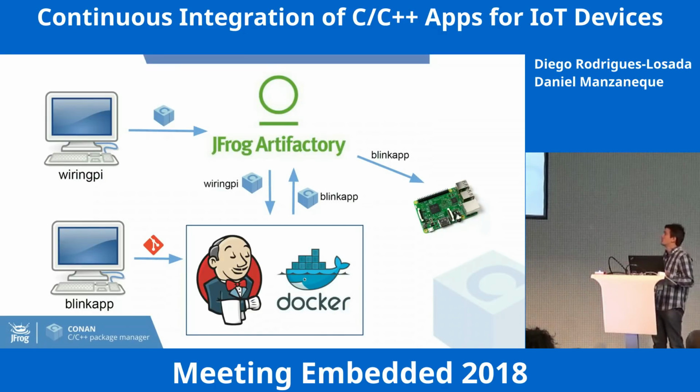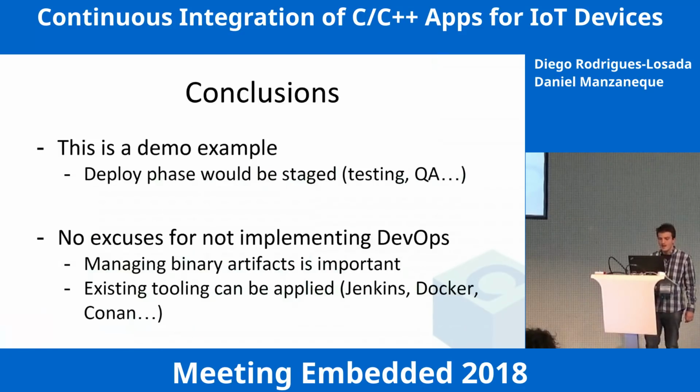This is more or less what we have seen, the whole process of making a continuous integration for an embedded device. And I would like to finish with some conclusions. This is obviously a demo example. This is always something that you will not put into production, because it will require more staging, testing, QA, or maybe you want to do the final deploy manually. But I think this example will give you the idea, will transmit the idea that we are pursuing.